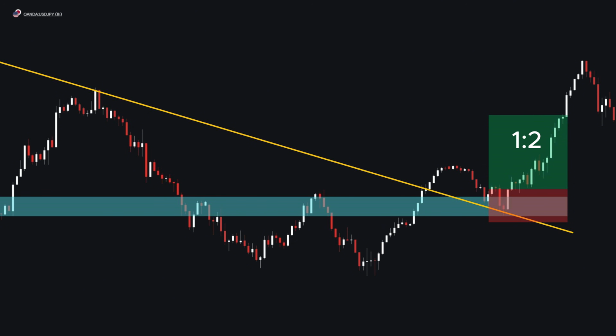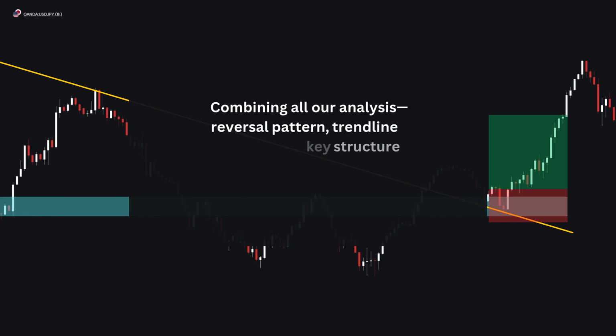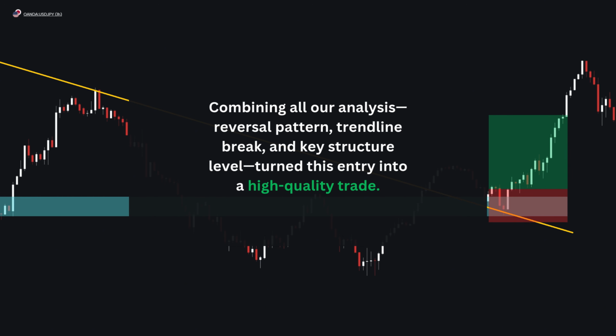Remember, combining all our analysis, reversal pattern, trendline break, and key structure level, turns this entry into a high-quality trade.